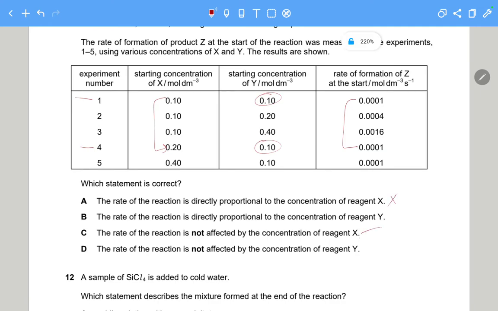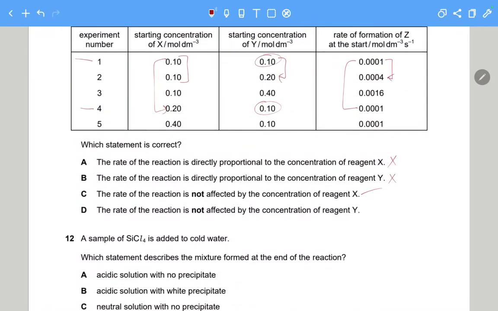And we also see that option C is that the rate of the reaction is not affected by the concentration of X, which is a plausible answer. So we know that C is a likely candidate for this question. And then the second option, the rate of the reaction is directly proportional to the concentration of reagent Y. Use the same method. Keep X constant, which is experiment number 1 and 2, and we are doubling Y. And as we double Y, the rate of formation of Z increases by 4 times. So it is not directly proportional to reagent Y, it is directly proportional to the square of the concentration of reagent Y. Because as you double reagent Y, the rate of formation of Z does not double, it increases by 4 times. So 2 squared is equal to 4. So it is proportional to concentration of Y squared, not to the concentration of Y itself. So we cross this out.